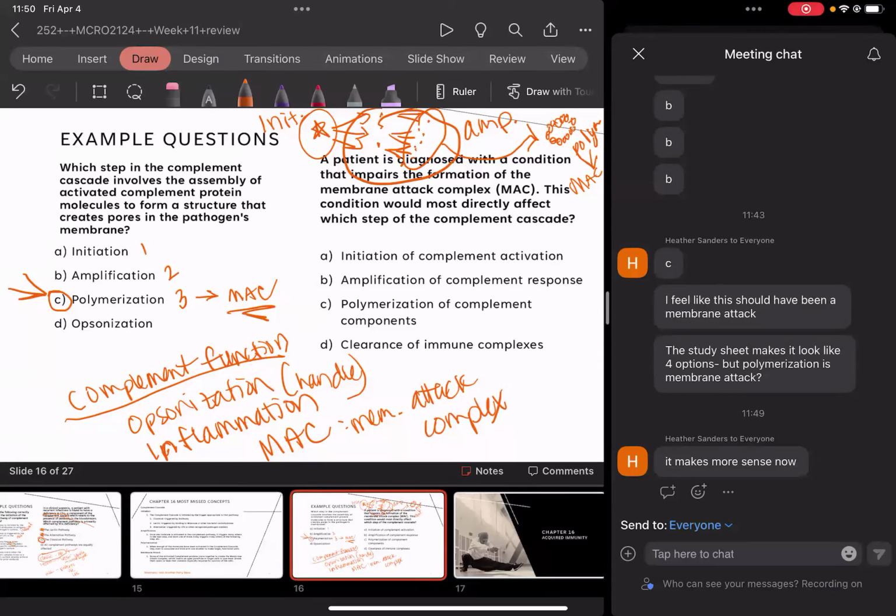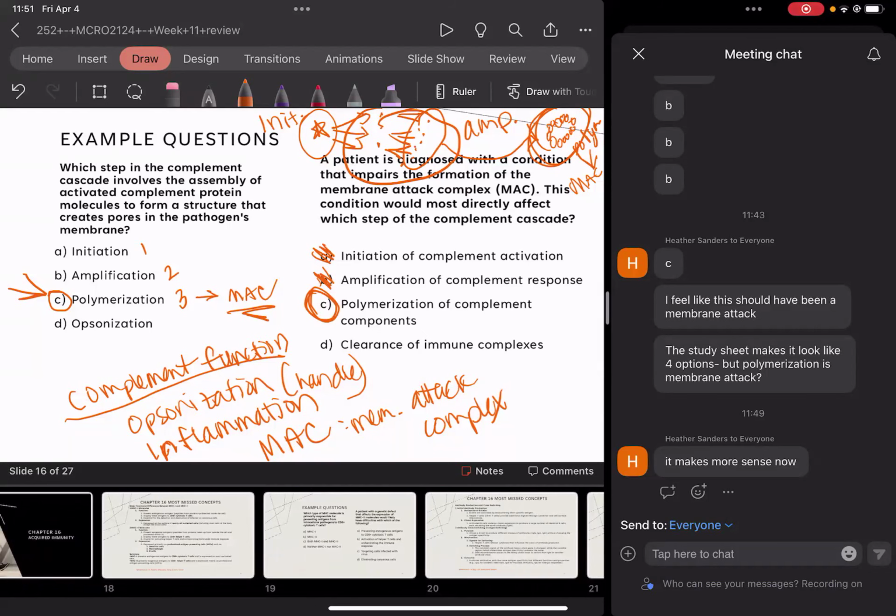All right, so if we're affecting the formation of the membrane attack complex, which would be most directly affected? It's not the initiation, because that's initiating all of complement. It's not the amplification, but it's going to be that polymerization step again, because that polymerization step is what leads to developing the membrane attack complex. Oh, I have an eraser now. I was wondering why things were disappearing.